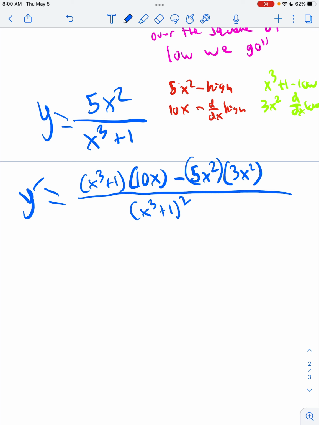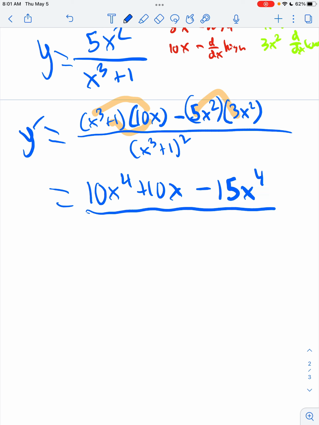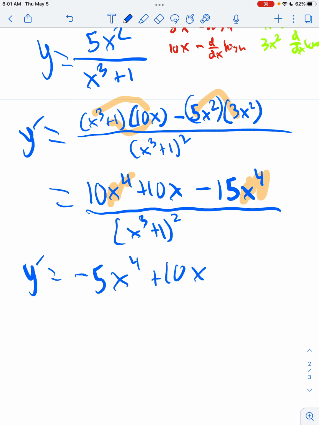Of course, you're going to have quite a bit of simplifying to go through. I have to take each term and multiply it here. Same deal here, I have to use my exponent rules. So I'm going to be left with 10x to the fourth plus 10x, and then minus 15x to the fourth, and it's all over x to the third plus 1 squared. Now I see that we have a like term here and a like term here, so we're going to combine those. So our derivative after using the quotient rule is negative 5x to the fourth plus 10x, all over x to the third plus 1 squared.